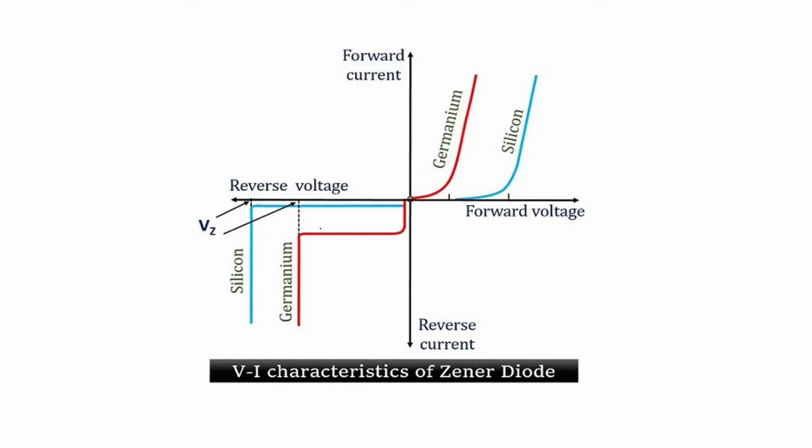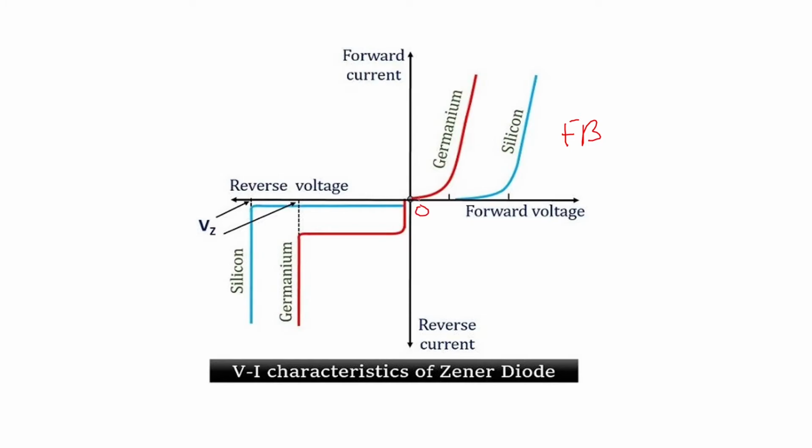Then we will see the VI characteristics for germanium and silicon diodes. Here you can see the breakdown for germanium is happening early and for silicon it is happening late. So first we'll see the forward bias condition. Here you can see the forward bias condition. It is the same as your conventional diode.